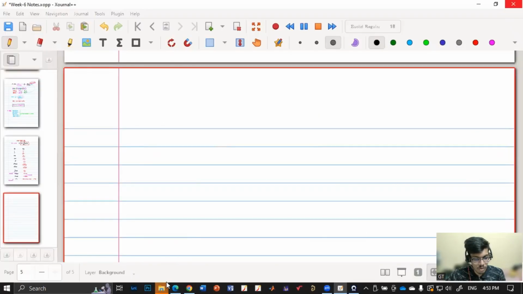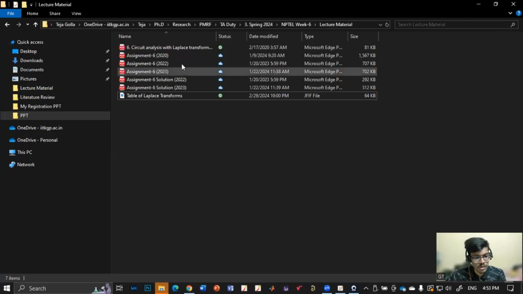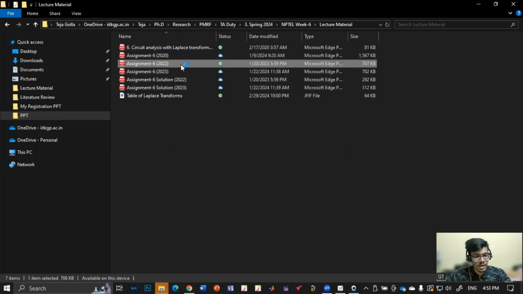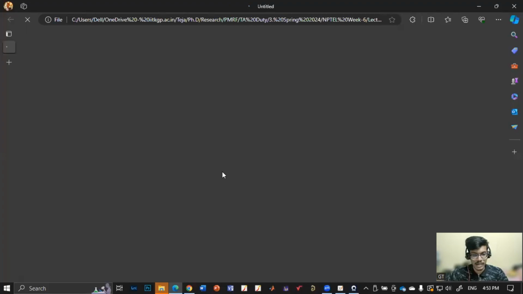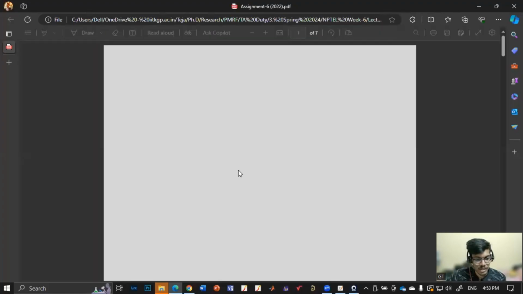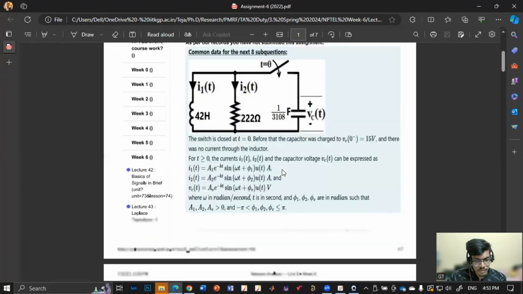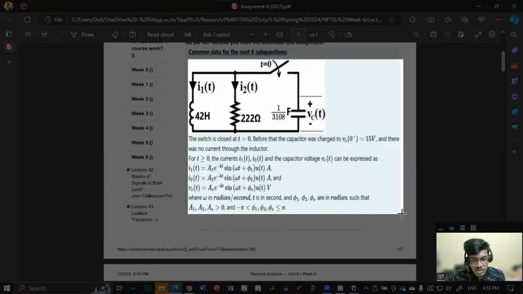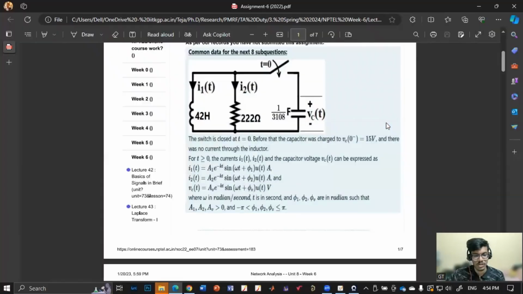Now we'll quickly solve one problem. So let me go back here. We'll solve assignment 6. These problems could be tricky; if you make any mistake, there is a possibility that you might end up with a wrong answer. So you should be very careful when you are doing this. So this is our first question.